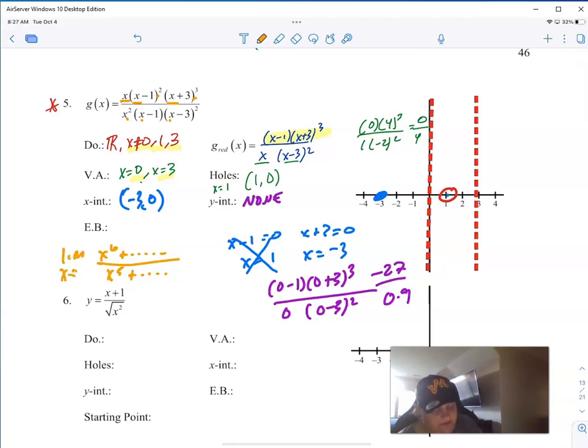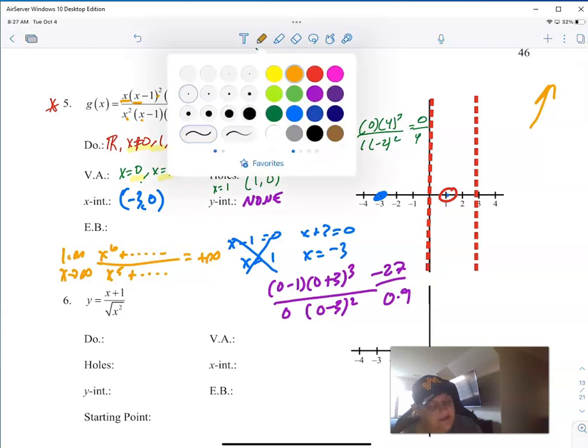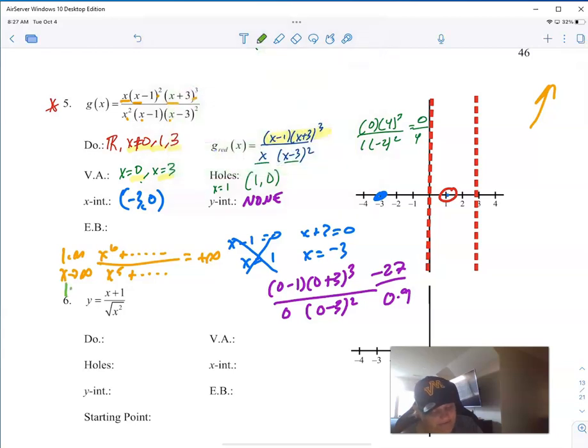Now look, as I go to positive infinity, a positive over a positive will go to positive. That tells me that I have something that goes up that way somehow. As I go toward negative infinity, it still goes to infinity, but because a negative to the sixth is positive and a negative to this is negative, it goes to negative. It's like down like that.